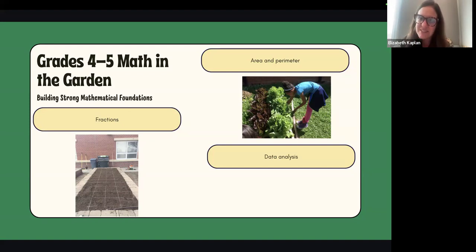That was instead of working on a worksheet that had a written problem, they went outside and did that. In terms of fractions, you can see here, this is a bed where students were kind of planning things out, and there was a whole bunch of math fraction problems associated with that. And I do have a link to actually garden-based fraction problems as well.